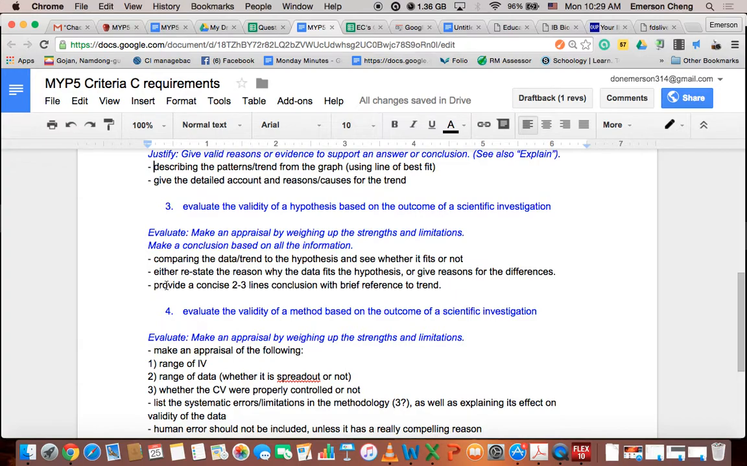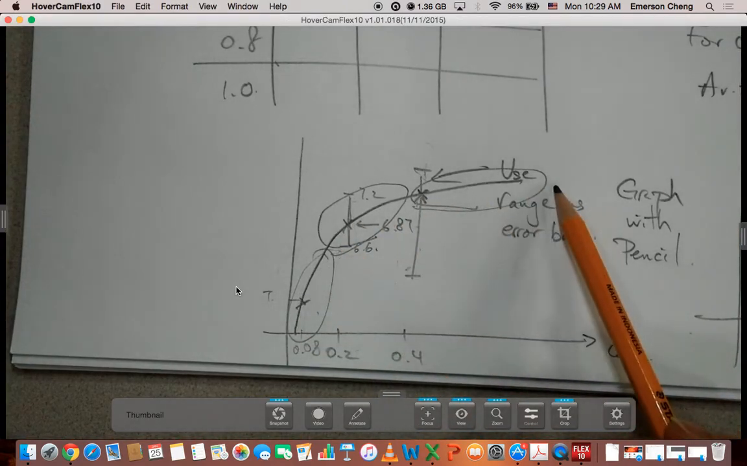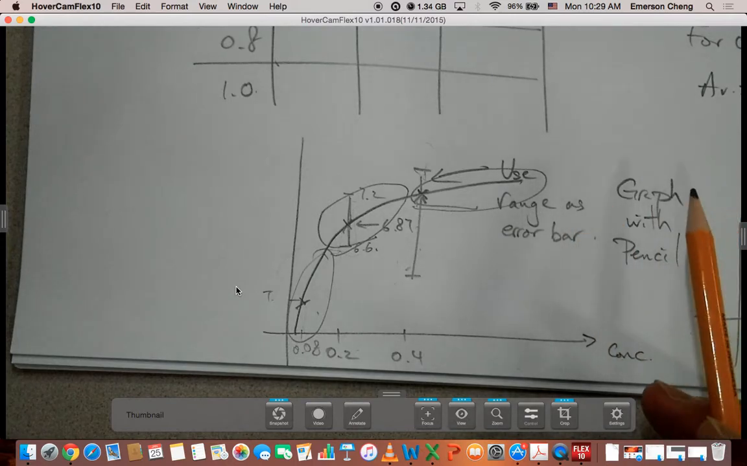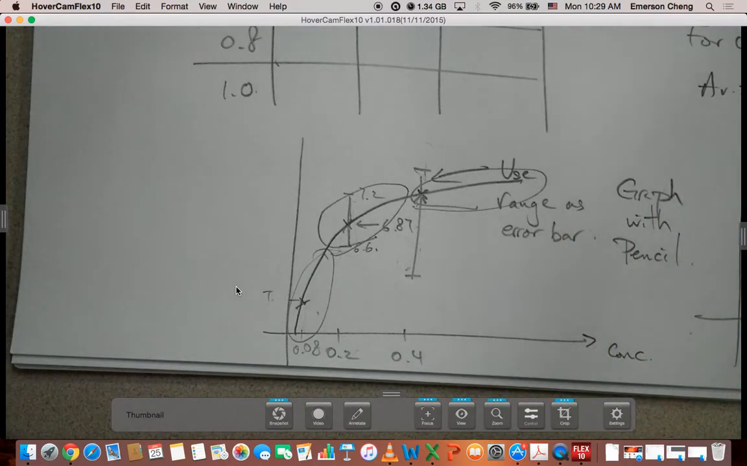Also here, provide a concise 2 or 3 line conclusion with a brief reference to the trend. You need to have an official conclusion. To do that, just write 2 or 3 lines. Make sure you refer to the trend line. Okay? Questions.